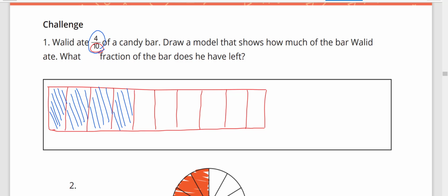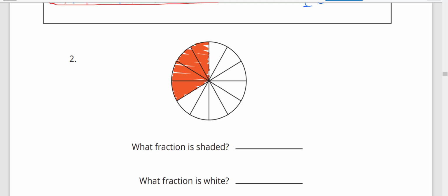What fraction of the bar does he have left? For this fraction, count all parts not shaded. 1, 2, 3, 4, 5, 6. So this fraction he has left is 6/10 of the candy bar.